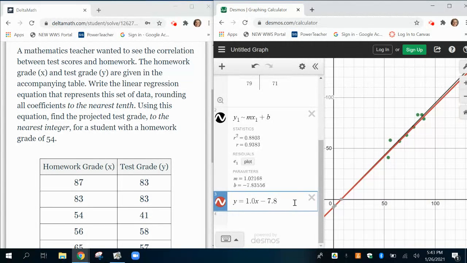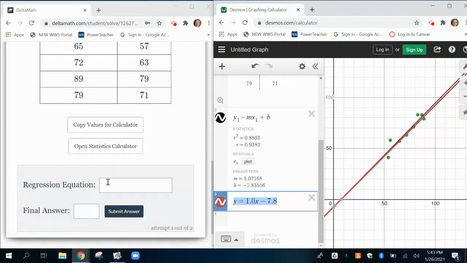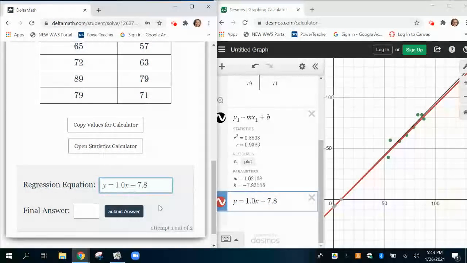Now, we rounded it, so this might not fall exactly on top of it, but it falls really stinking close. Okay, this is going to be our equation that is our linear regression. It's our line of best fit. So that's what's going over here.